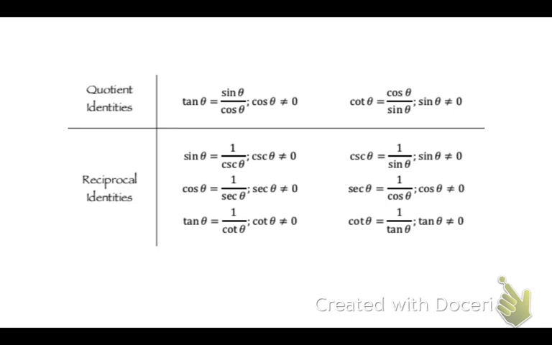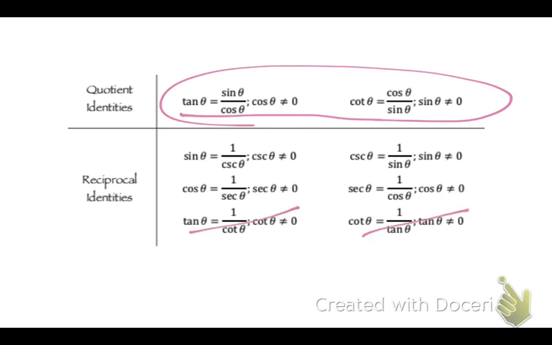I would always use these two right here before I use these two. Always use these two because it puts things in terms of sine and cosine versus the other identities. We always want to work in terms of sine and cosine. If you work in terms of sine and cosine, it usually will break down easier for you. I'll get more into that in a second.